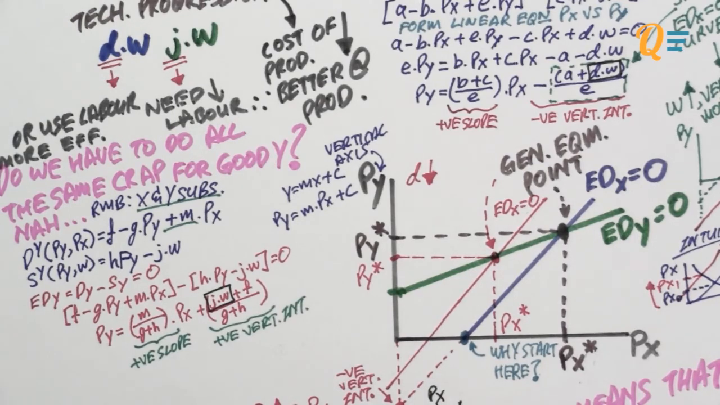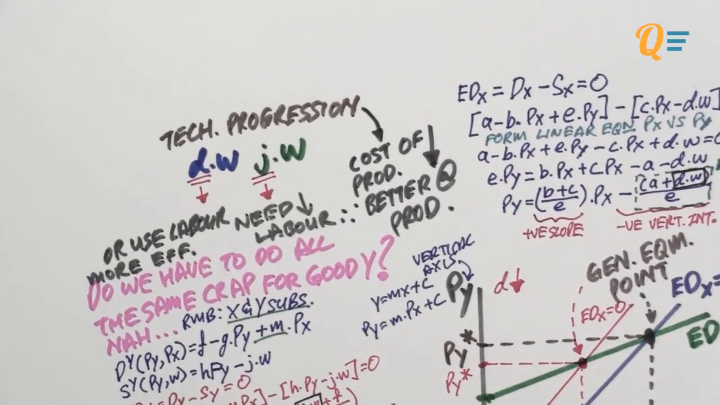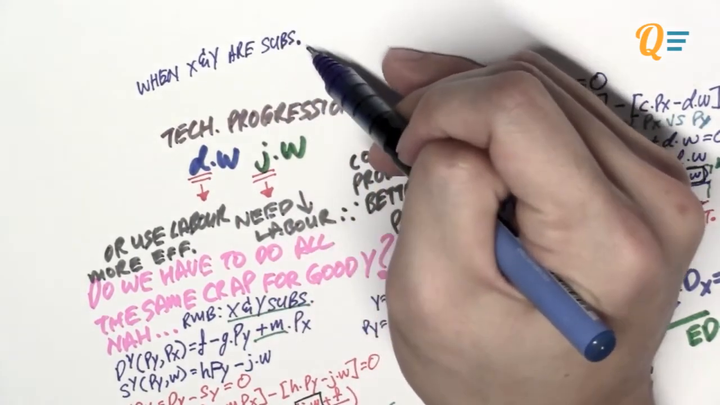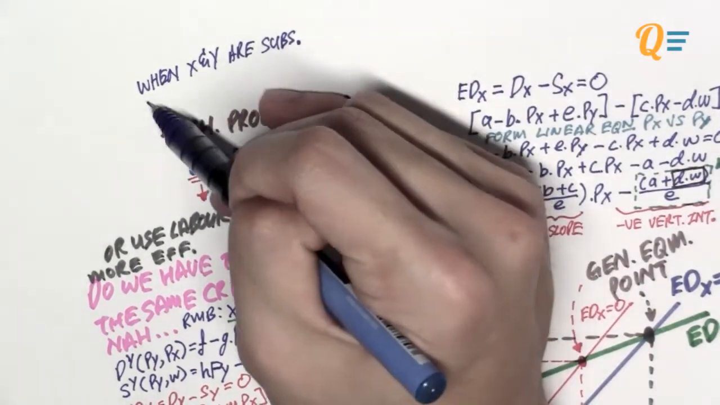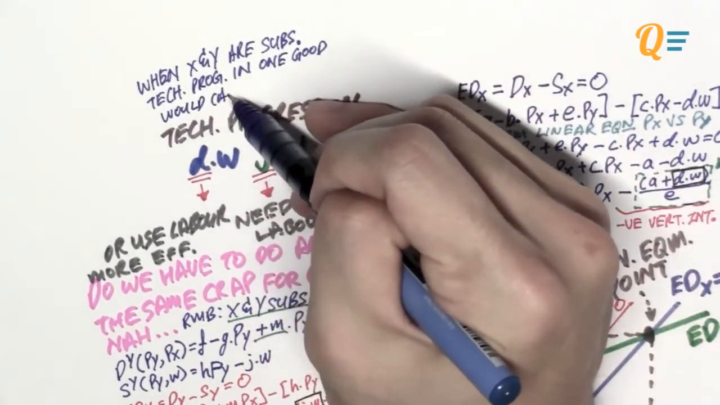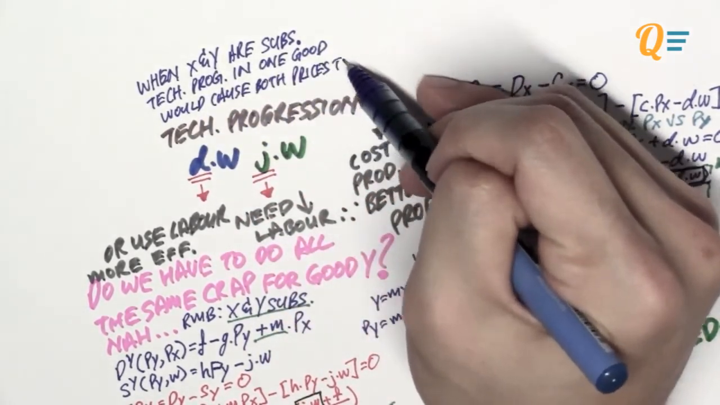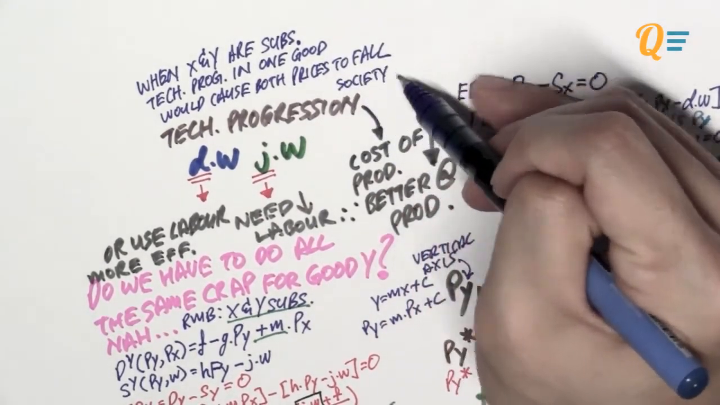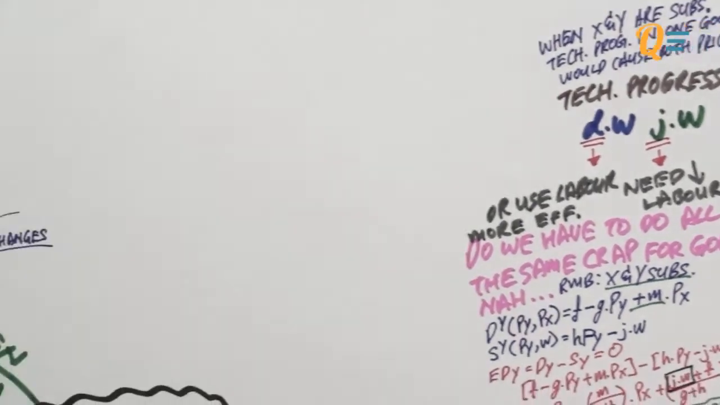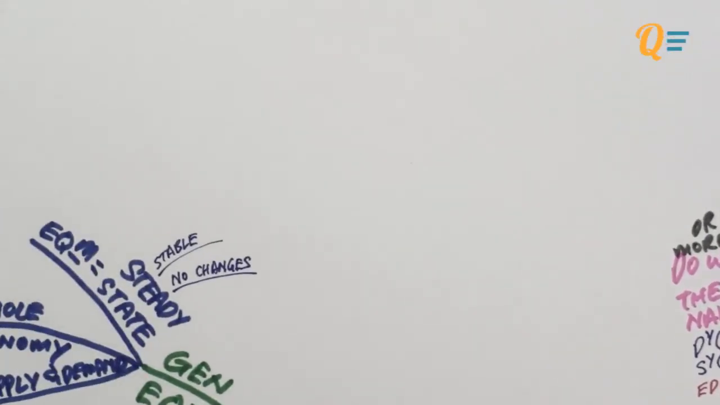So these are the two sets of prices that would make the entire economy be in general equilibrium. This is how the dynamics of the EDX equals 0 curve and the EDY equals 0 curve work together. So you see, when x and y are substitutes, what you can conclude is this: tech progression in one good would actually cause both of the prices to fall, so society is better off. This is one of the conclusions that you can make from this entire analysis.